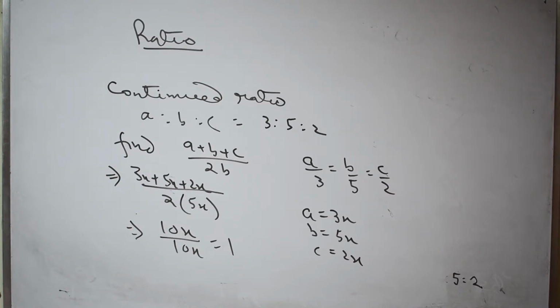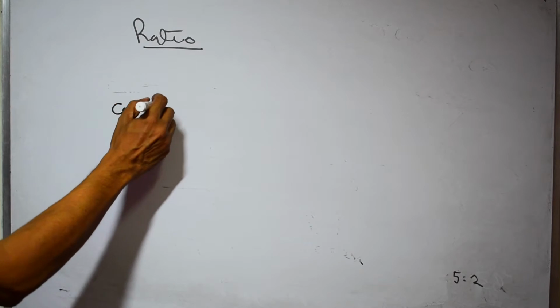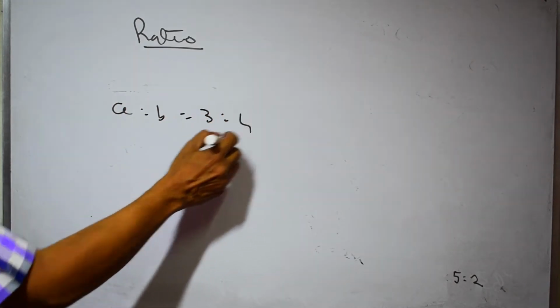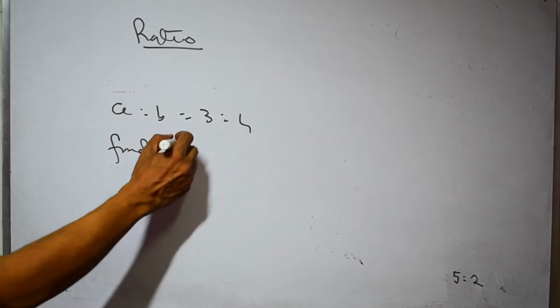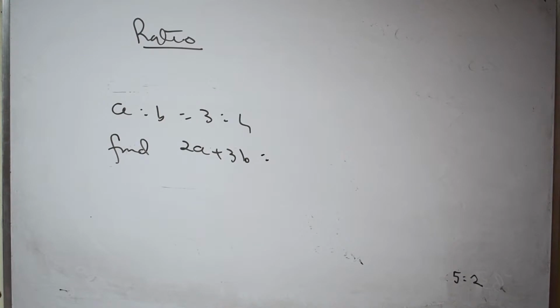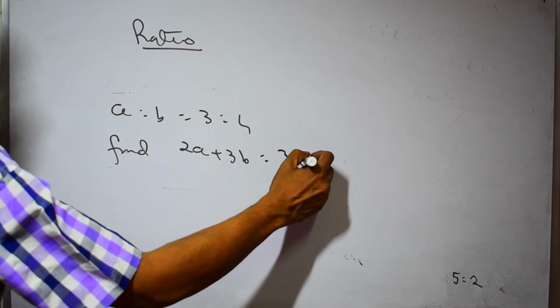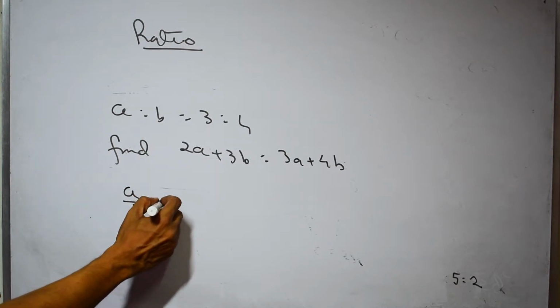We can have some similar types of problems of ratio like this. A is to B is given as 3 is to 4. Find the ratio of 2a plus 3b to 3a plus 4b. So what we do: a by b is 3 by 4.